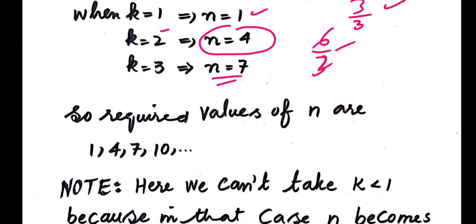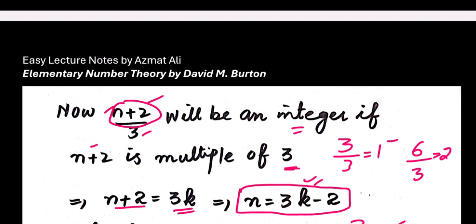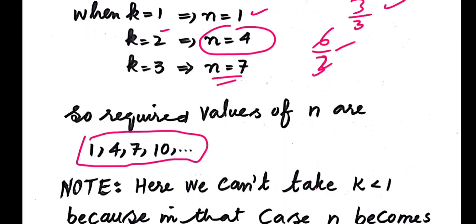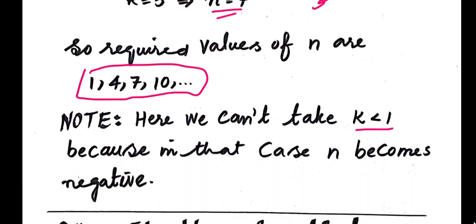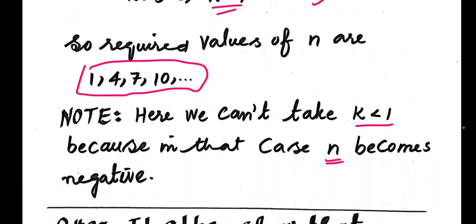So the required values of n are given by this arithmetic progression 1, 4, 7, 10. Further, just for your knowledge, why am I not taking here the negative values of k? Here we cannot take k less than 1 because in that case our n becomes negative.